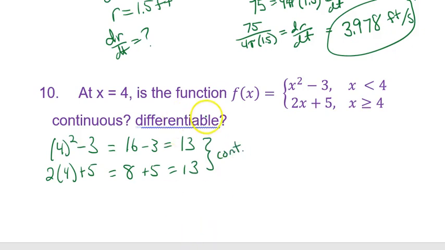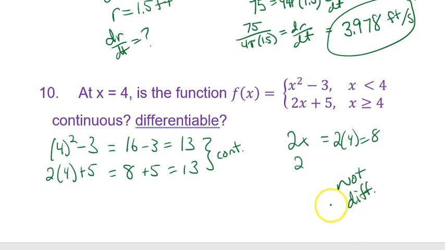To check differentiability, you have to do the derivative. So the derivative of the top one is 2x, and the derivative of the bottom one is just 2. But you still plug in, if there's still a place to plug in, you plug in the 4. So this is really 2 times 4, which is 8. So your top one you're getting 8, the bottom one you're getting 2. That means it's not differentiable. The place where it's meeting, it does meet, but it's meeting at either a sharp corner or a cusp or something like that.